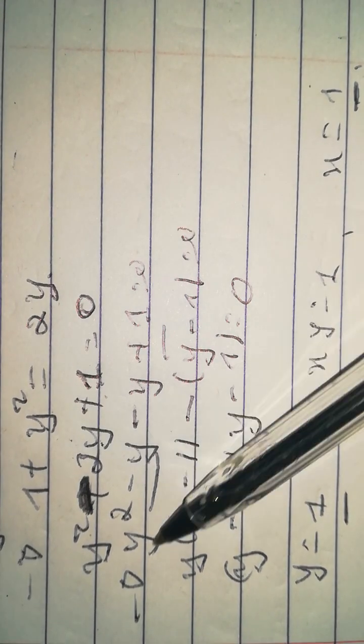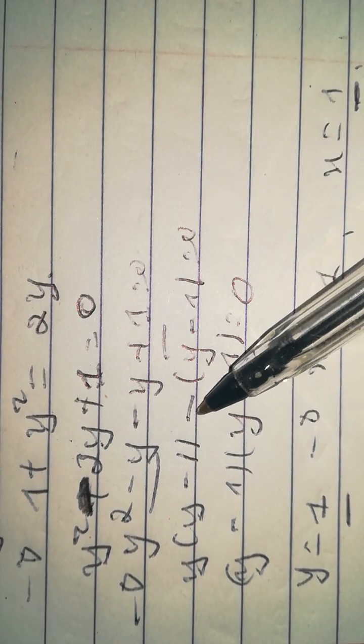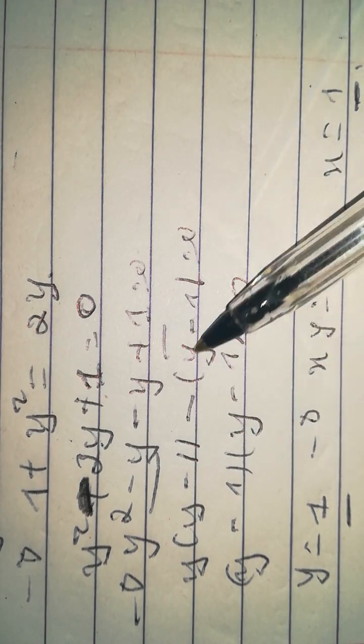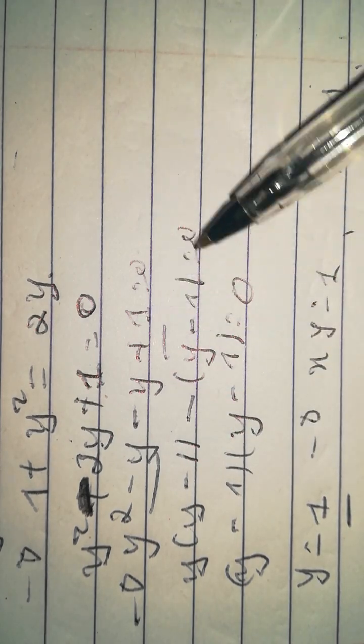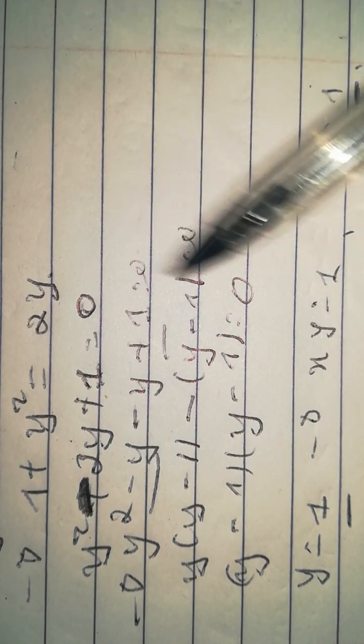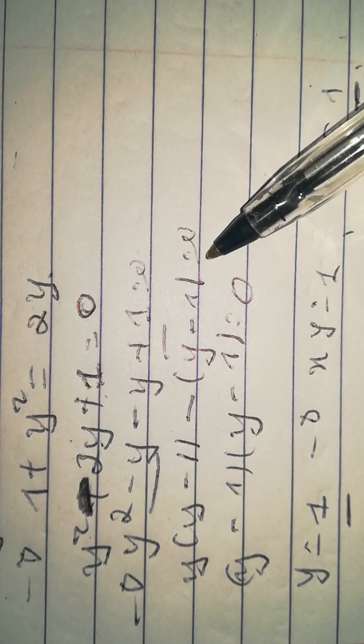So, if I try to factorize by grouping, the common factor here is y, so I factor y out to get y into (y minus 1). The common factor here is negative 1, so I have negative 1 into (y minus 1), which should be equal to 0 since it's an equation and not an expression. So I will have (y minus 1) into (y minus 1) equal to 0.